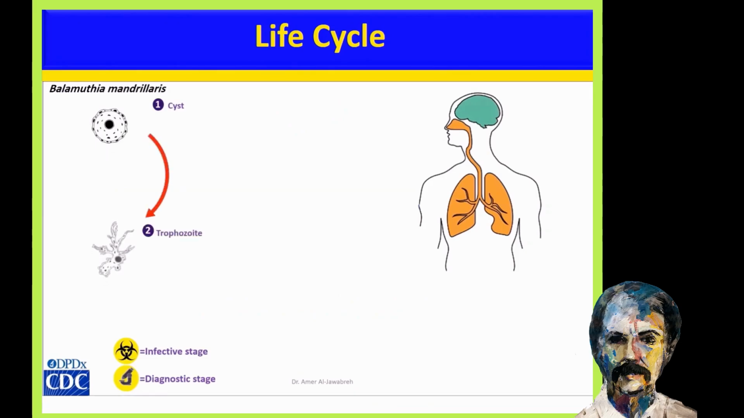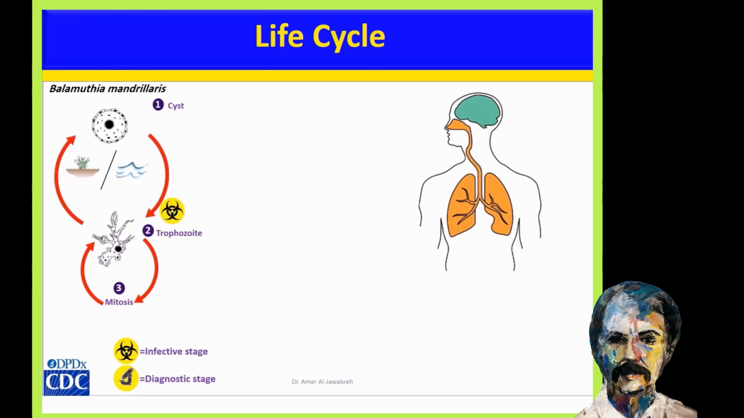So we have here the cyst, and the cyst converts into trophozoite, and then the trophozoite converts back into cyst. All of this process is happening in the environment, in the water, in the soil, yes? And even the trophozoite can multiply by mitosis. You remember when we talked about the GI tract amoebas, all the time we said that they multiply by binary fission. One becomes two. But here we have mitosis.